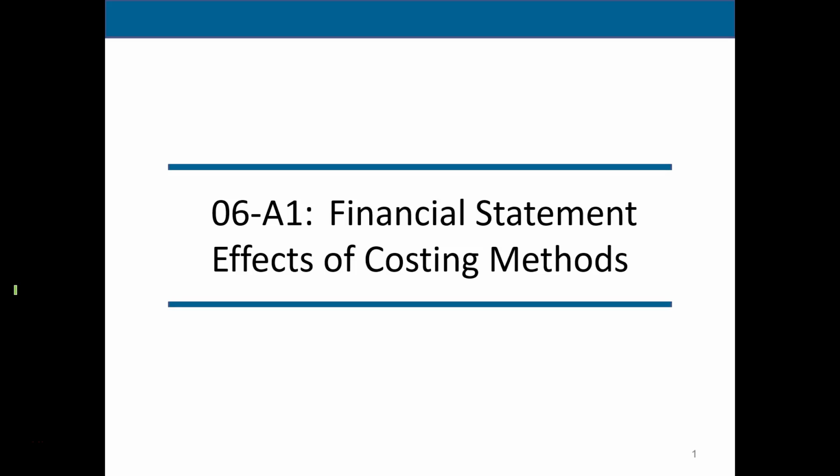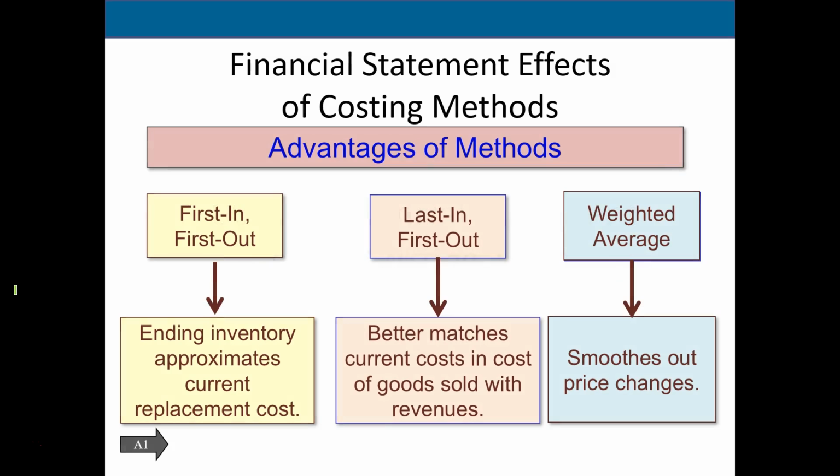Hello, in this lecture we will continue on Chapter 6, Financial Statement Effects of Costing Methods. So you'll recall that we have just gone over the assumptions of costing methods, those being the first in, first out method, the last in, first out method, and the weighted average method. Remember that these are assumptions. This does not necessarily follow the actual flow of the inventory. It's just an assumption of what that flow would be.